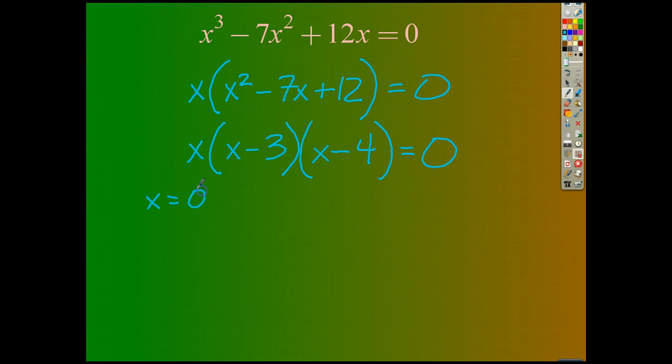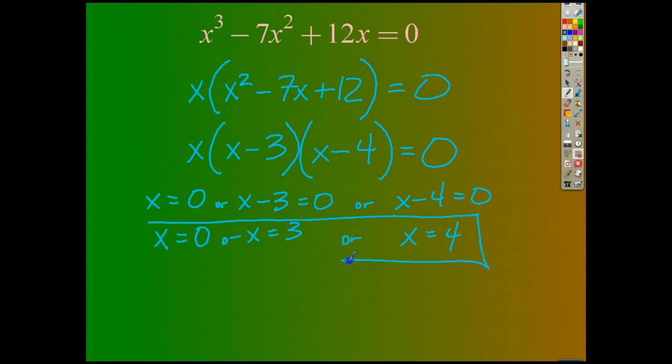x could be 0, because this is going to be equal to 0. If x is 0 here, that would make sense here. 0 and 0 and 0 all together make 0. So x could be 0, or x minus 3 is equal to 0, or x minus 4 is equal to 0. So then we also know that x could be equal to 3, or x could be equal to 4. So I know finally my answer is x equals 0, or x equals 3, or x equals 4. All of these are possibilities.